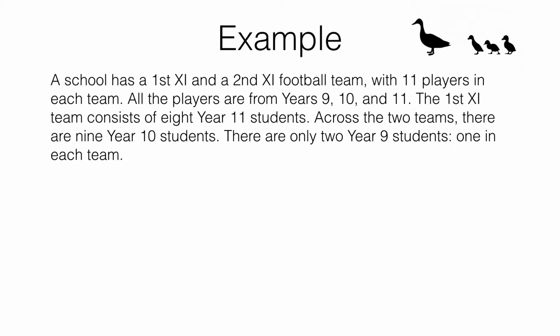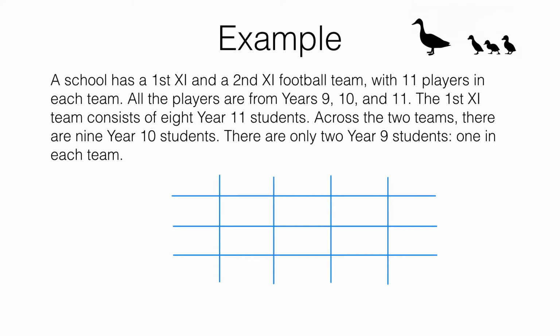What I'm going to do is list my year groups going across. So I'll have year 9, year 10 and year 11, and I'll have a total column, and then going down for my rows I will have the first 11 team and the second 11 team, and then have a total. And what I'm going to do is start filling in information in this table based on what we've been given up here. So let's start with the first sentence.